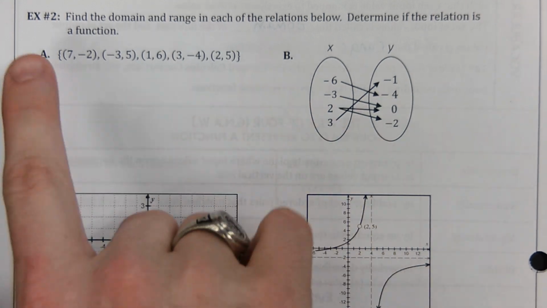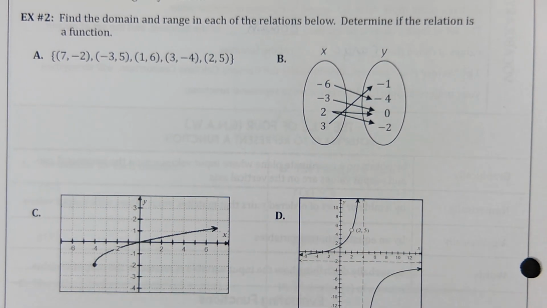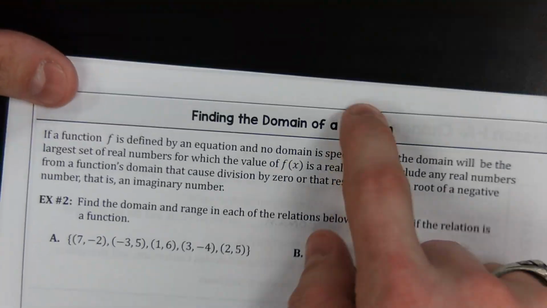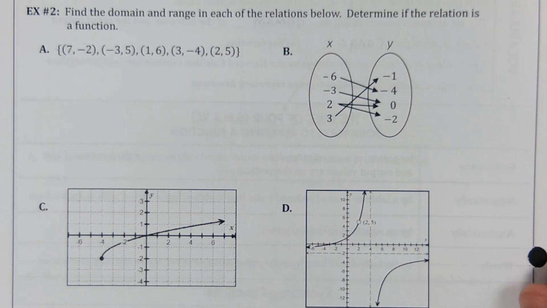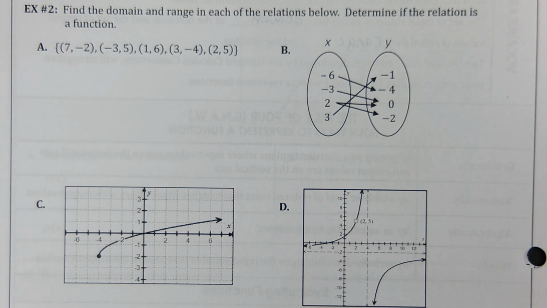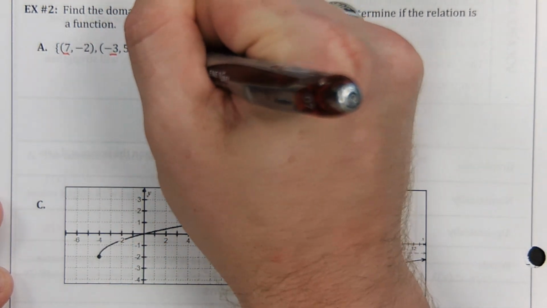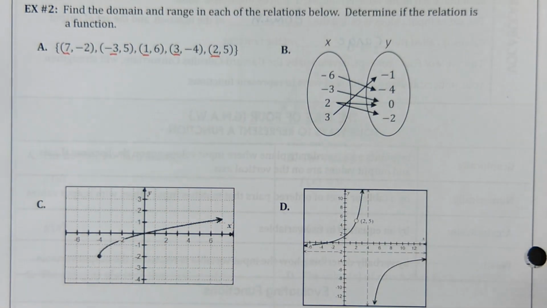It says determine if we're looking at a function. Finding the domain of a function and then determining if it's a function, I don't feel like that's good. So no guarantees that these things are functions. We're going to figure out their domains, and then we'll talk about yes or no a function and why. A domain is just the list of all of the x's that exist for a relation. These are the only x values that exist in this domain.